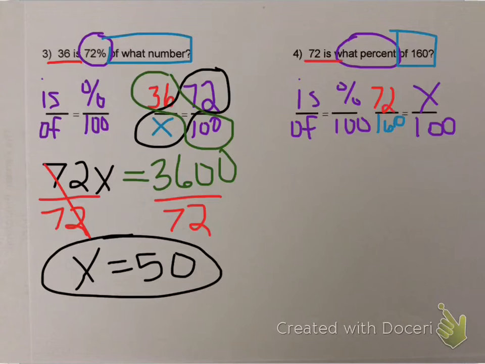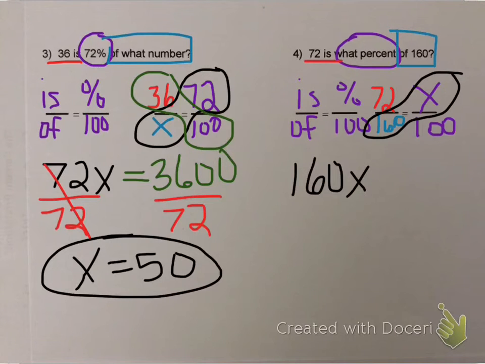Your of is always after the of. The is could go either way. So that's why I always say go in this order. Find your percent, find the word of, the number after your of is your of, and then whatever's left is your is. Okay, we're going to use cross product property. 160 times x is 160x. And 72 times 100 is 7200.